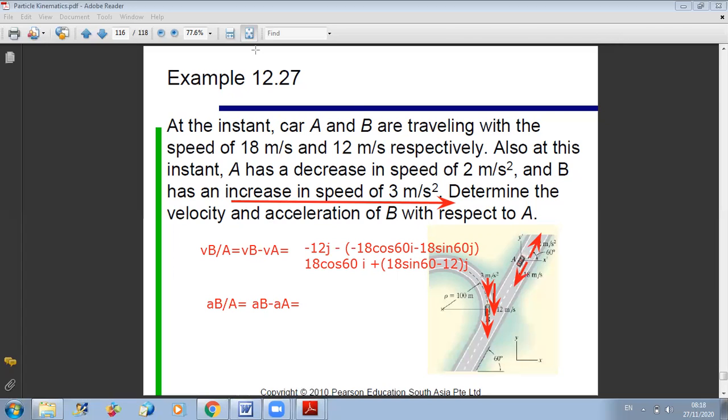So now, for AB tangential, we have to decompose AB into AB tangential and AB normal. AB tangential is minus 3 along J. Now for AB normal, as you can see here, how is AB normal in this problem?